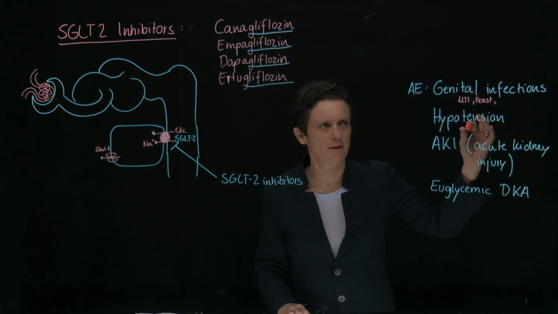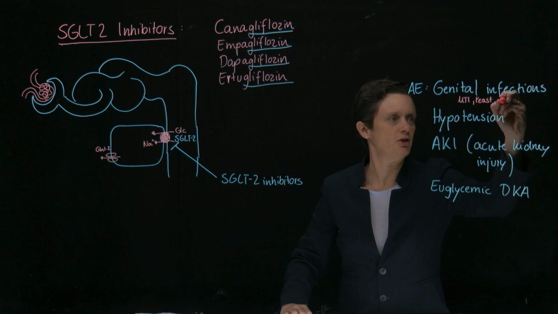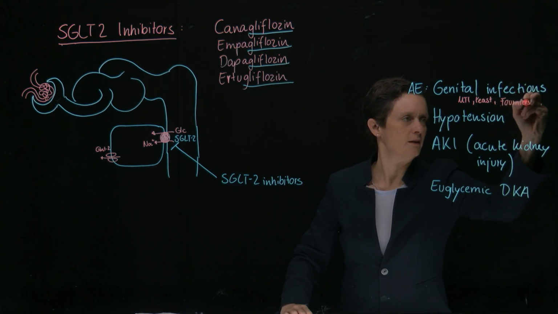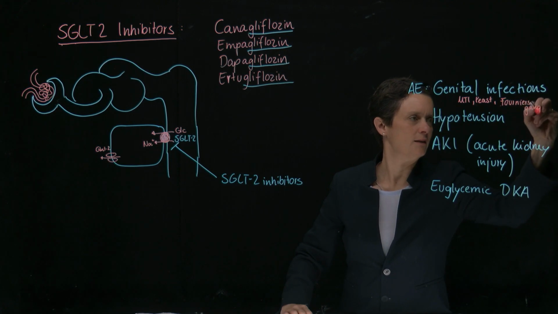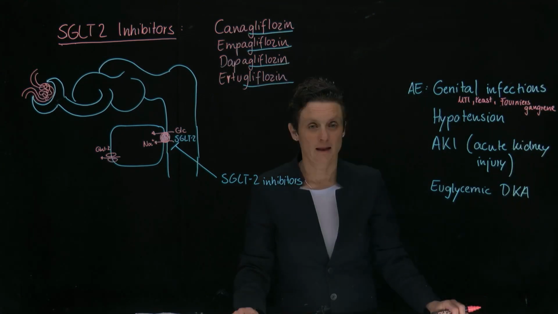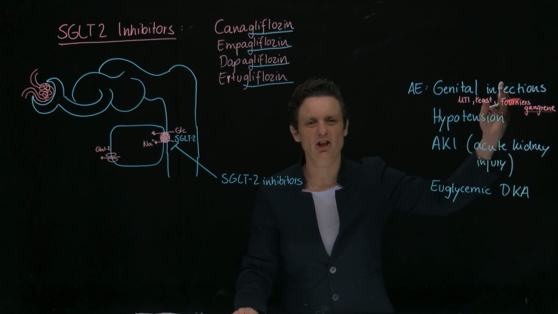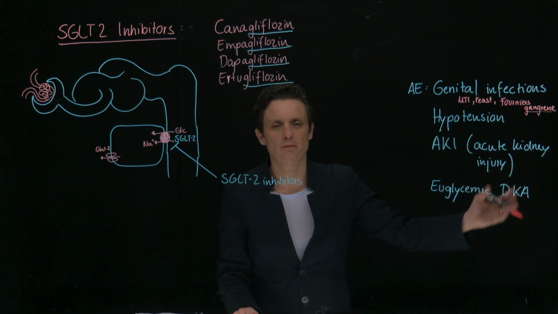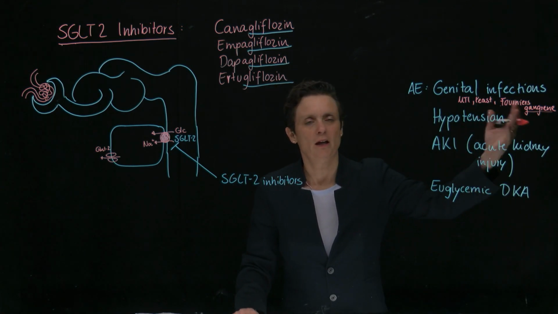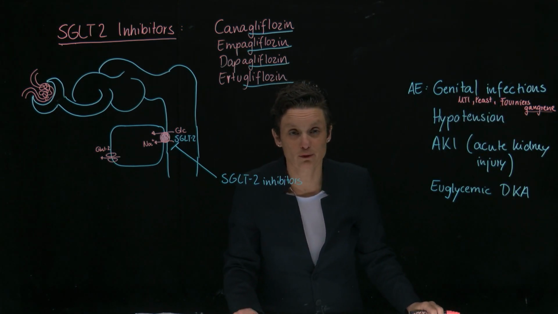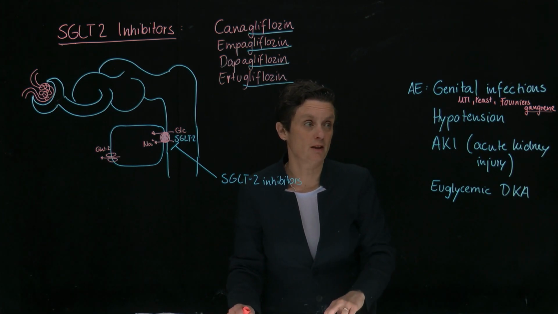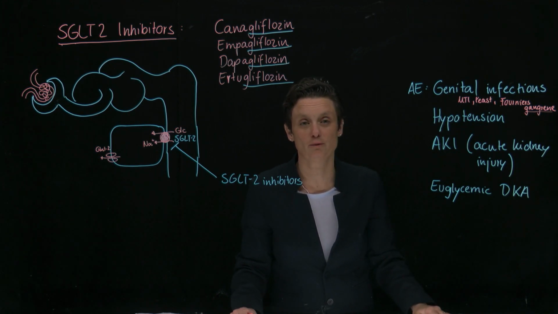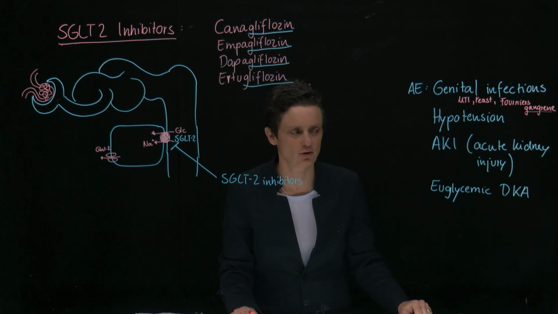And then there's also something rare but can be dangerous. There's something called Fournier's gangrene. That's a flesh-eating infection in the genital and groin area, just promoted by bacterial growth. And this is due to, again, glucose in the urine. Then patients can have hypotension, which should make sense because these are diuretics. They cause osmotic diuresis, so blood pressure is going to drop a bit.